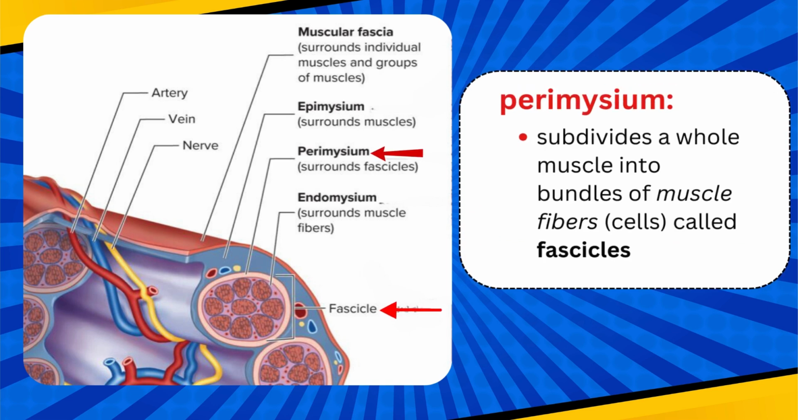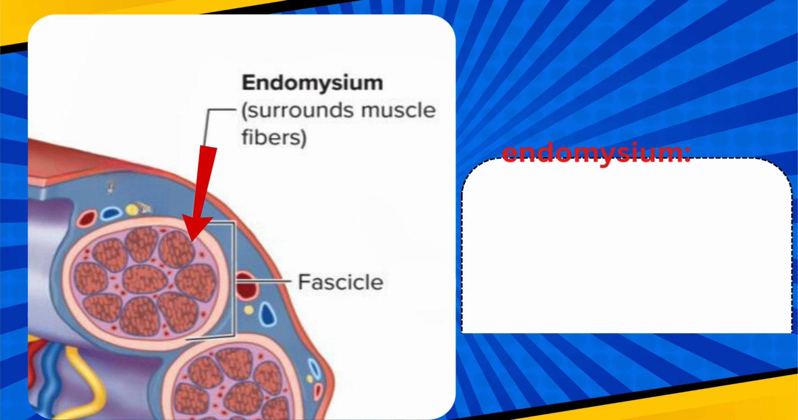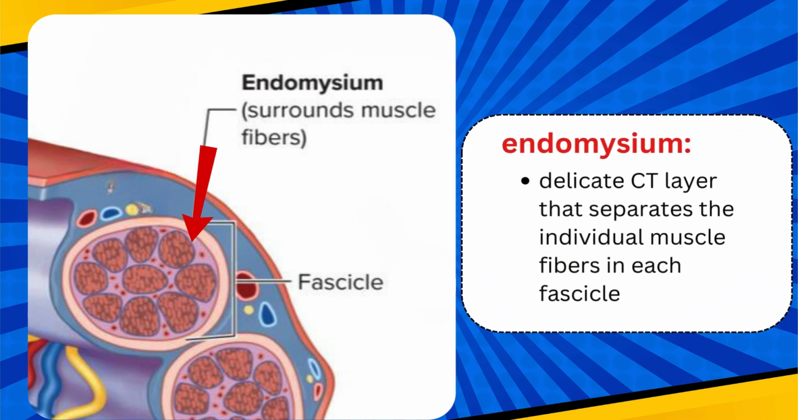The perimysium is connective tissue that divides the whole muscle into bundles of muscle cells. These bundles of muscle cells are called fascicles. In this image, the perimysium is the light pink structure. The last connective tissue covering is the endomysium, which is the delicate layer that surrounds individual muscle fibers in a fascicle. In this image, it is the purple ring at the end of the arrow.